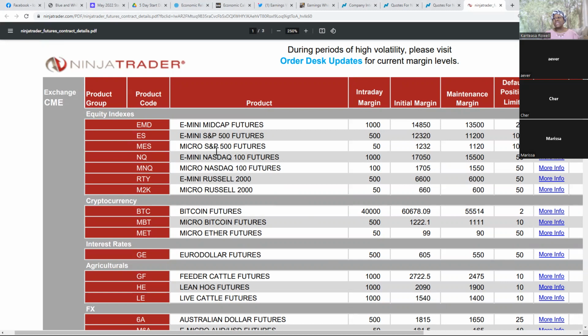So either the S&P, which is the top 500, the NASDAQ top 100 stocks, or the Russell, which is 2000. Choose one of these and find the top five holdings. Let's see who's going to find the information first.